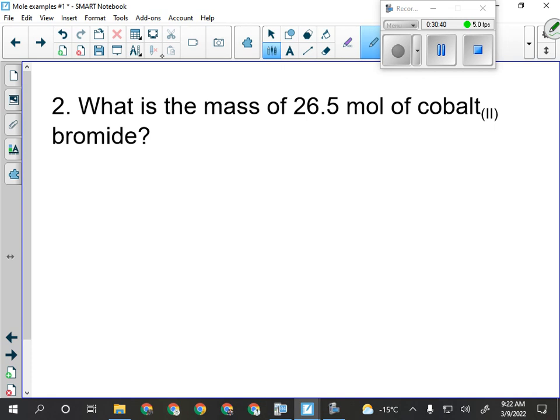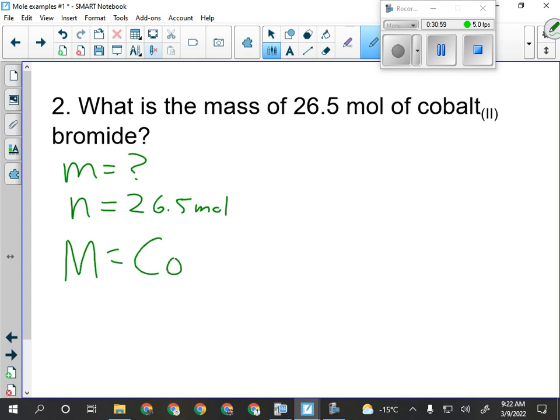Okay, so in this one, we're being asked to calculate the mass. It says, what is the mass? So we're looking for a little m, of 26.5 moles, so they just gave me n, of cobalt(II) bromide. So that'll help me calculate big M. Cobalt is Co. The Roman numeral tells me this is the Co with the 2+ charge, and it's with bromine, which is a -1. So when I drop and swap, I get CoBr2.